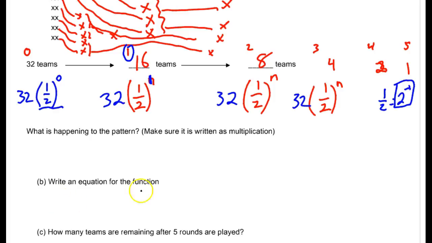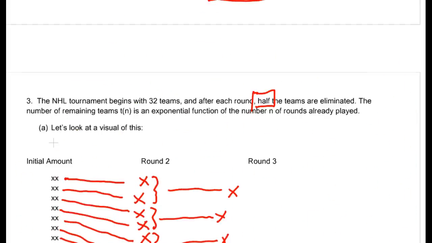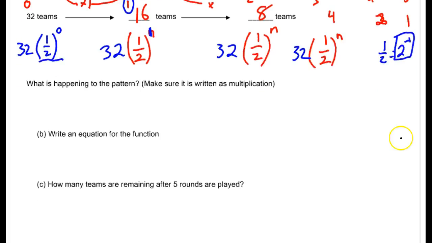So we can write our equation here. The number of teams left over is going to be 32 to start off with, and we're going to take a half after each round. And n is the number of rounds you're playing.